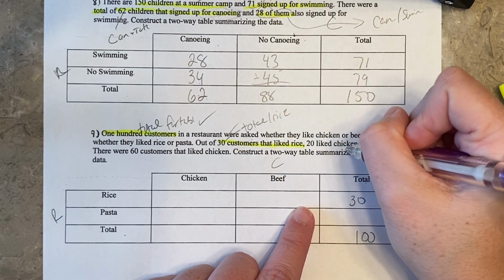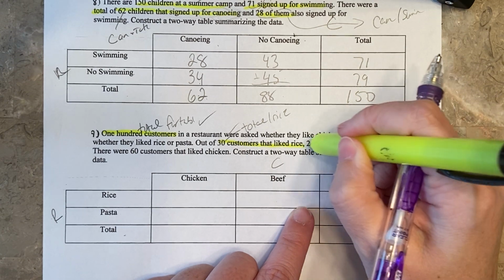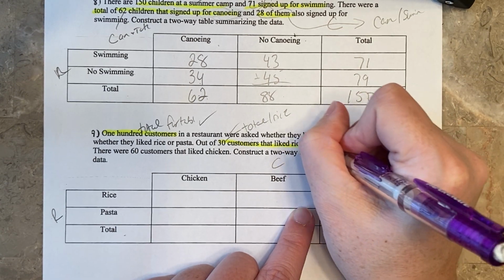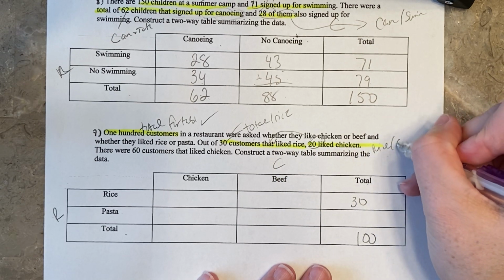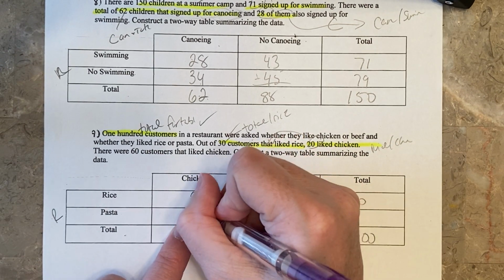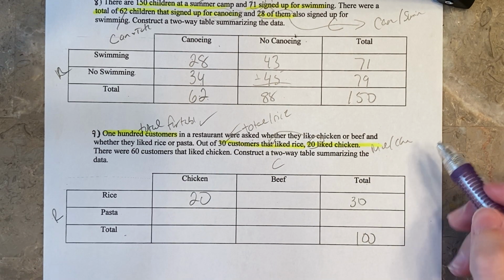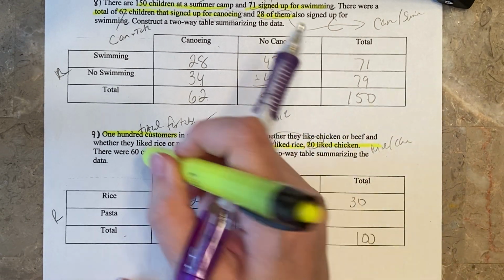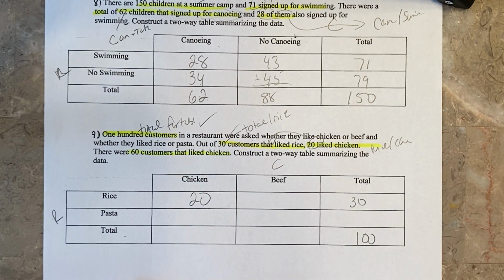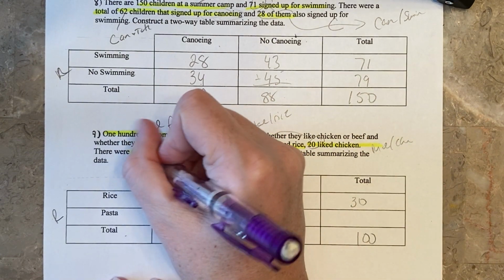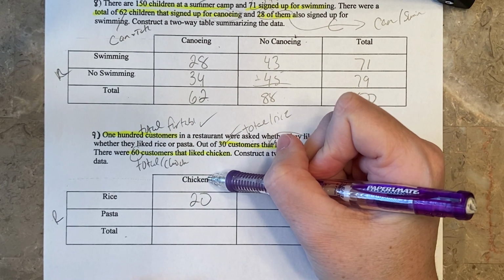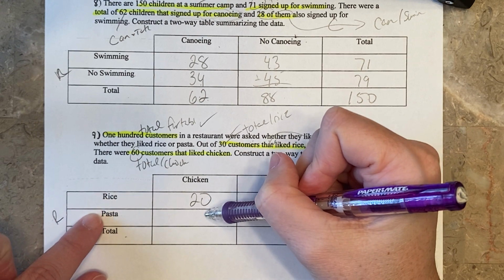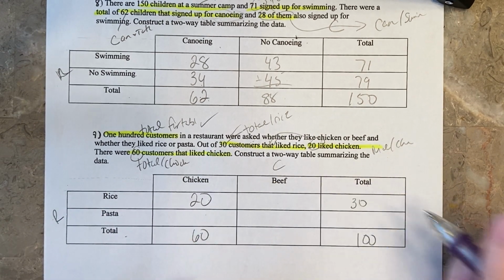So 20 liked chicken. Well, who liked chicken? It's the people that were in the same sentence. So this is going to be rice and chicken. I'm noticing the numbers are always in the same spot, huh? It doesn't always happen. There were 60 customers that liked chicken. It doesn't say anything about only, so this is going to be 60 total. So it's total with chicken. I go to my chicken and I go to my row that has the total, which is right here. It's always in the same spot.